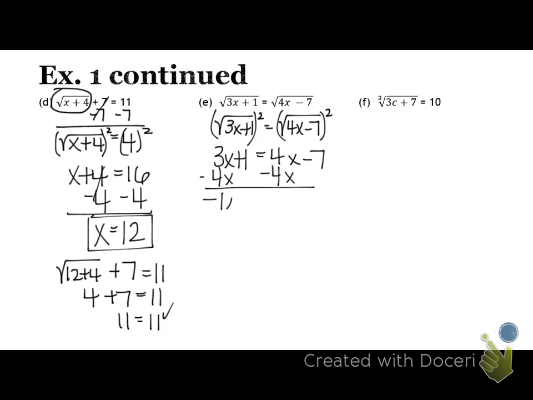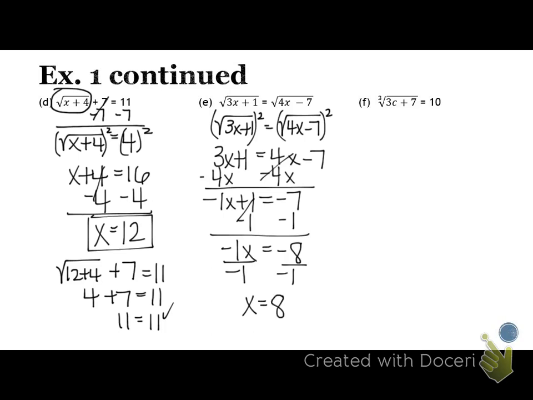So negative 1x plus 1 equals negative 7. All right. Don't call me after. What's the A stand for? Add or subtract. So what are we going to add or subtract? 1. And we're going to subtract it from both sides. So negative 1x equals, what's negative 7 minus 1? Negative 8. And we're going to finish this off by dividing both sides by negative 1. So x equals 8.